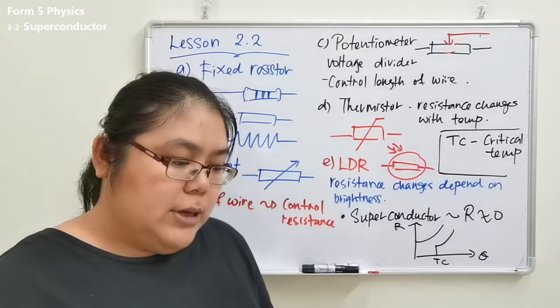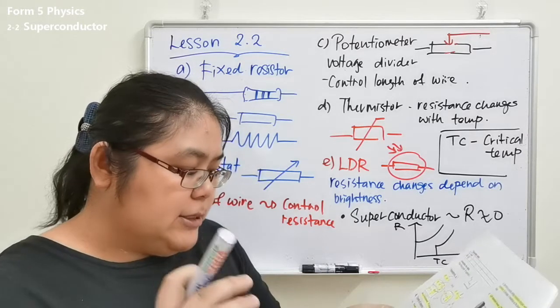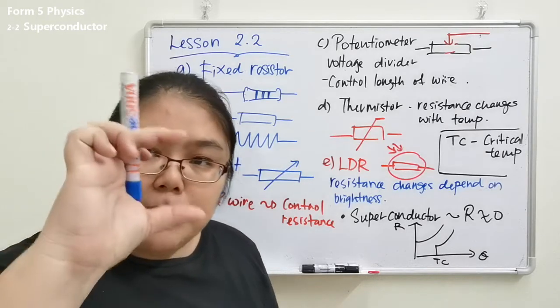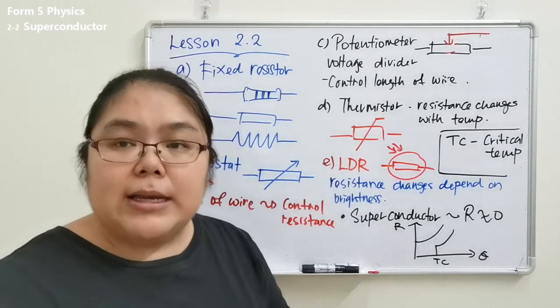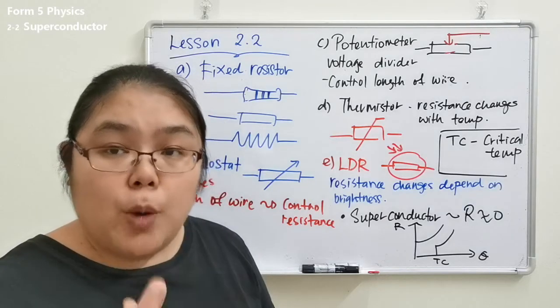Okay, so now I show you what a thermistor is. It looks just like a flag. Sometimes it's a rectangle, sometimes it's a circle. That one is the thermistor component.